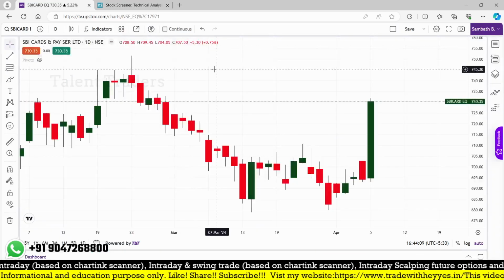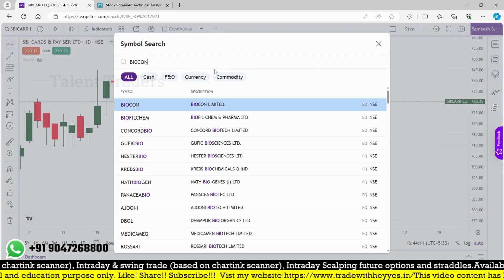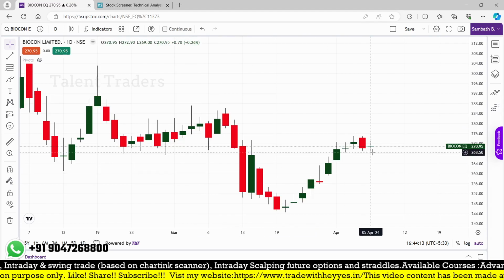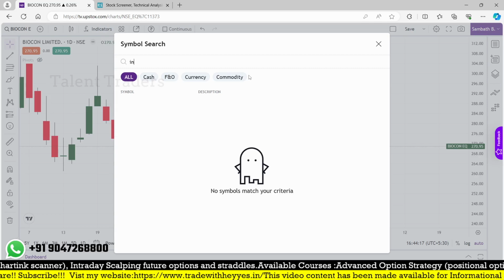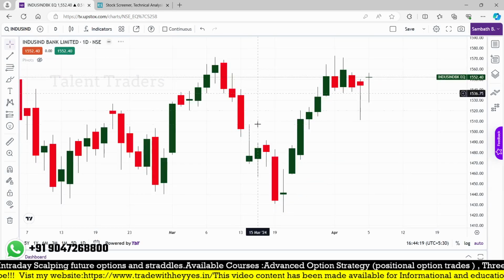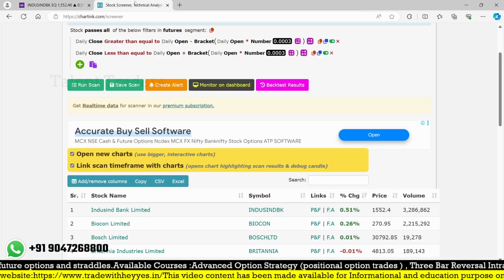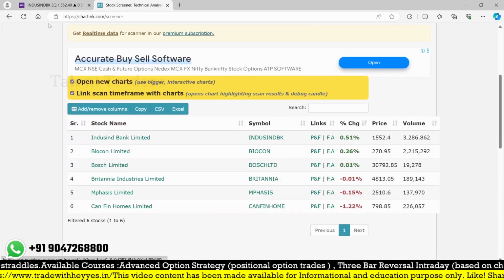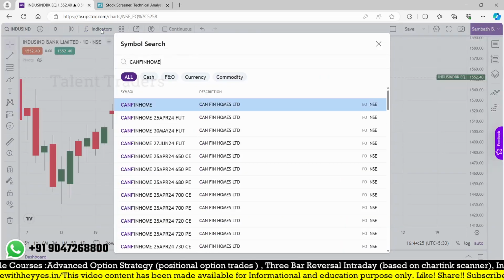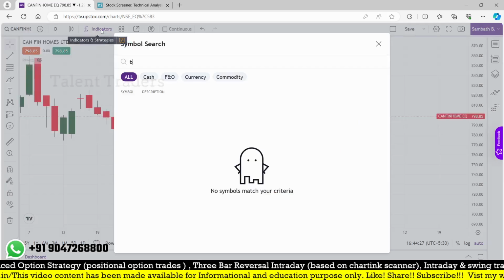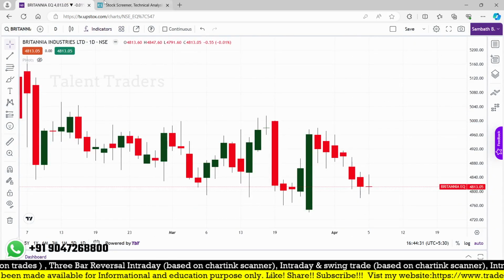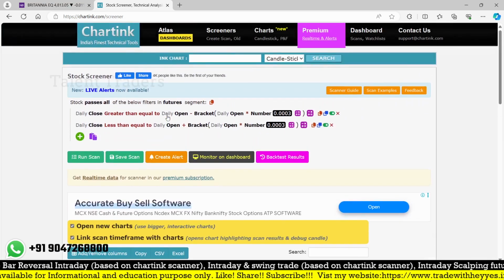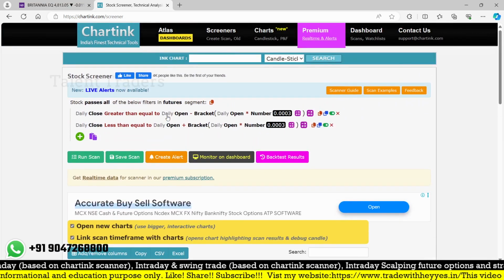IndusInd Bank, Biocon. Let me check Biocon: perfectly a doji candle. IndusInd Bank is also a doji candle. Britannia and MPS Canfin Home should be dojis. Britannia is also a doji. So those were simple conditions, and we are filtering out the doji candle.